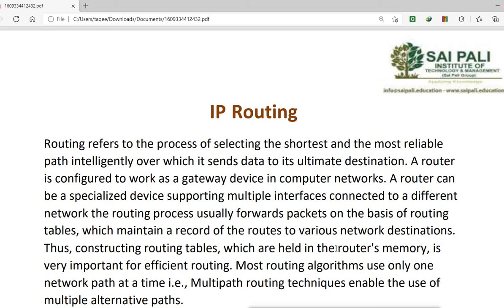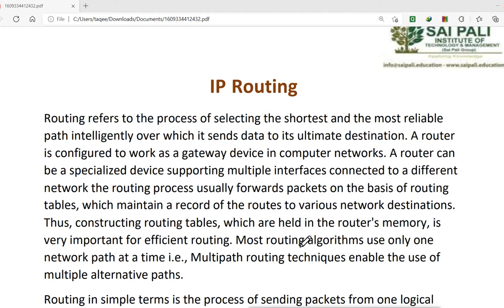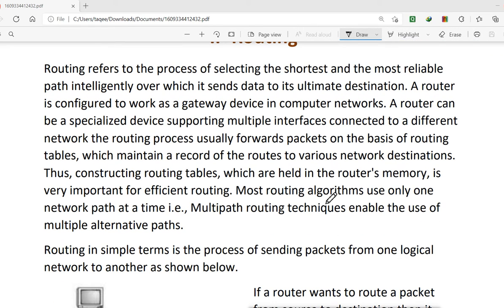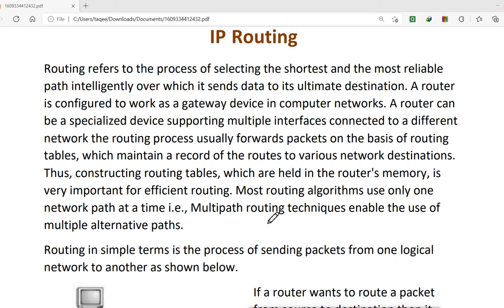The routing process usually forwards packets on the basis of routing tables. Routing tables maintain a record of the routes to various network destinations, and constructing the routing table, which is held in the router's memory, is very important for efficient routing. Most routing algorithms use only one network path at a time, but multipath routing techniques enable the use of multiple alternative paths.